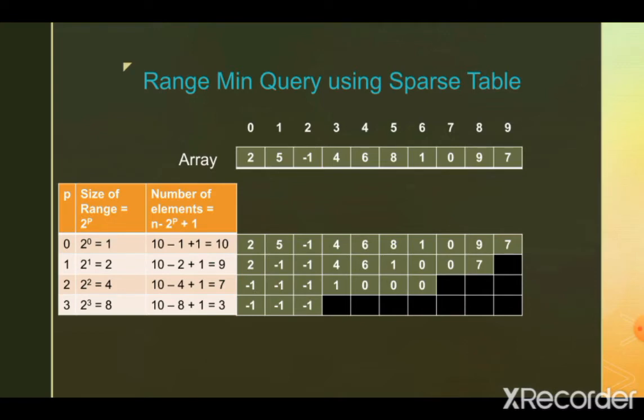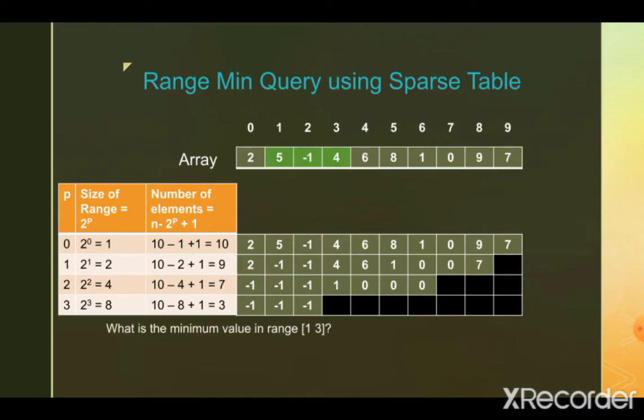Till now we have seen how we can process the range minimum query for ranges with length that are equal to power of 2. Now let's see how we can query the minimum for ranges with length that are not equal to power of 2.